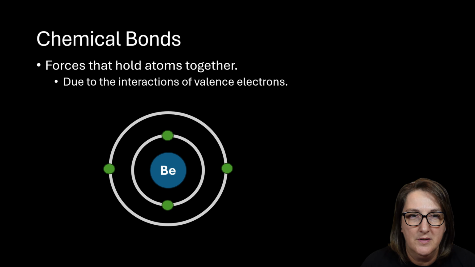These are going to be the forces that hold atoms together, and it's going to be due to the interaction of those valence electrons. And if you remember, valence electrons are the electrons in that outermost ring, outermost circle. And when we talk about bonds, most of those are going to be due to that electron configuration, the electron pool outside.